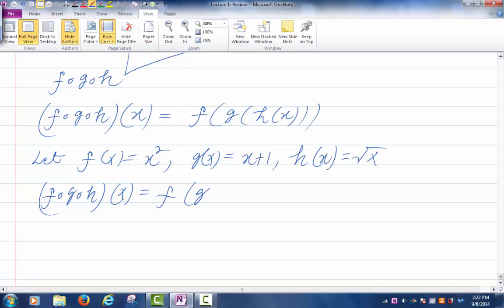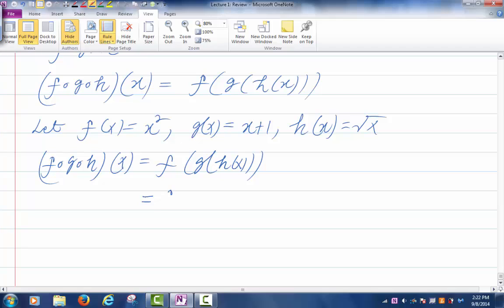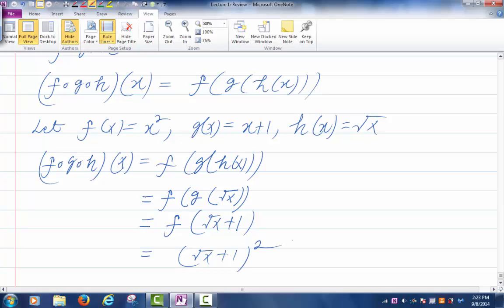Okay, again it is f of g of h of x, and well, what is h of x? H of x is root x. Now I have to apply g to it, so I get f of what? Root x plus 1 when I apply g, and finally I have to apply f to it, and when I apply f to it I basically square it, right? So it will be root x plus 1 whole squared. So that's the composition of those three functions.